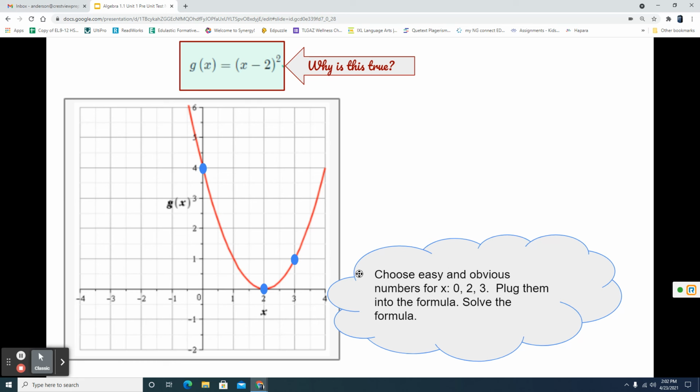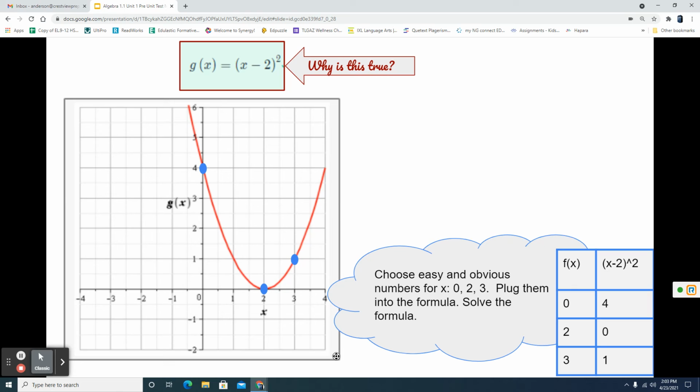Our next one, why is this true? Our function g of x, which is our y value, equals (x minus 2) squared. Choose easy and obvious numbers: 0, 2, 3. That's where our little parabola actually crosses our x and y lines at a point that's easy to see. Our function of x, when x is 0, 0 minus 2 is minus 2. Minus 2 squared is positive 4.